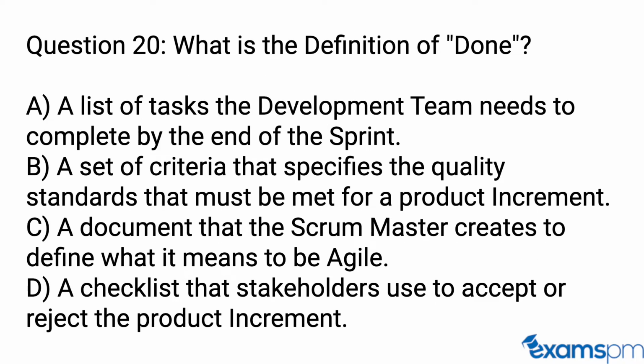Question 20. What is the definition of done? A. A list of tasks the development team needs to complete by the end of the sprint. B. A set of criteria that specifies the quality standards that must be met for a product increment. C. A document that the Scrum Master creates to define what it means to be agile. D. A checklist that stakeholders use to accept or reject the product increment.